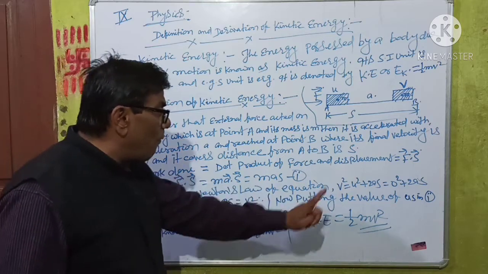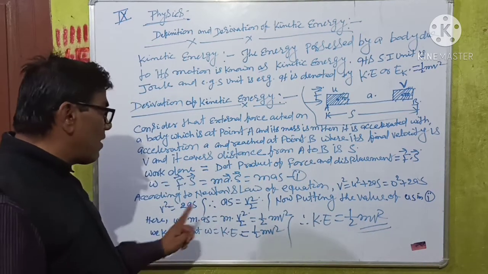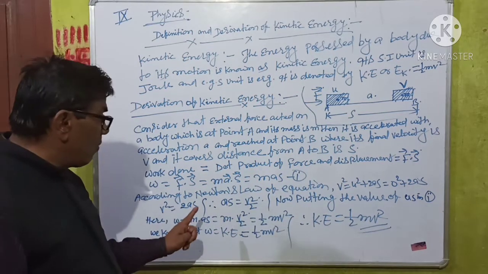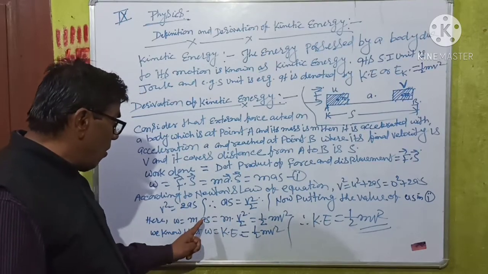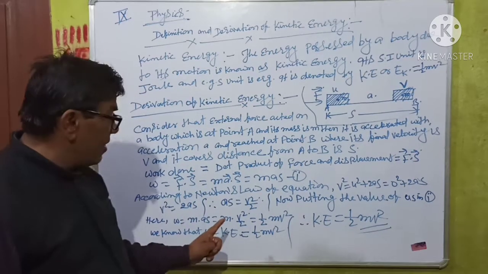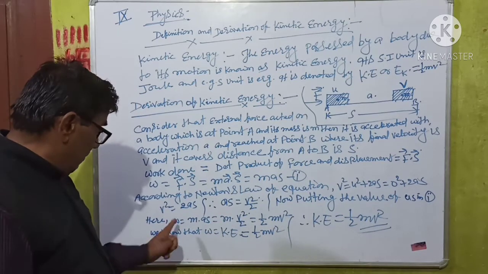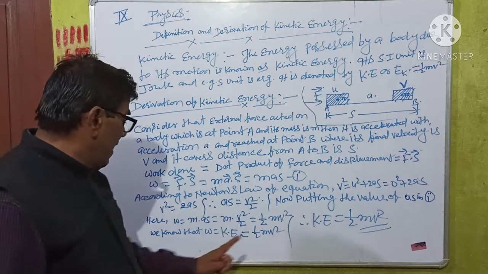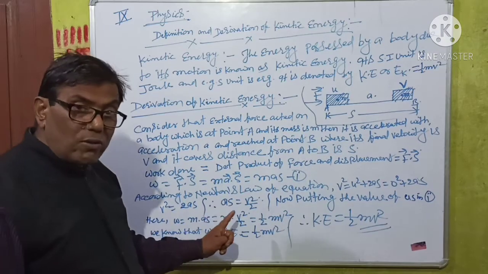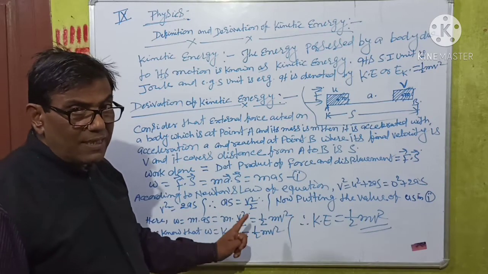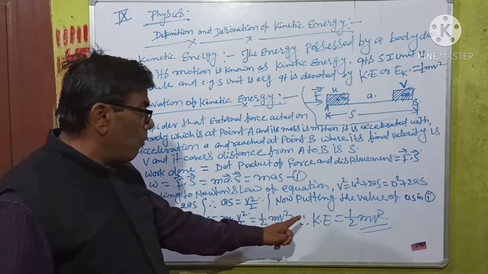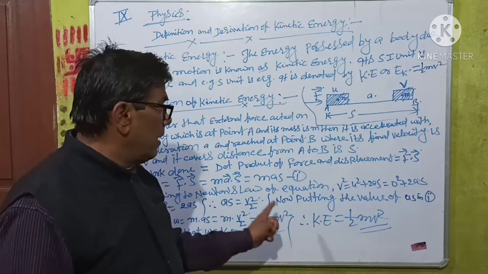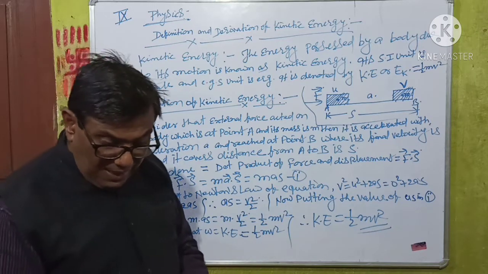Now putting the value of as in the earlier equation, we get W is equal to m into as, which is equal to m into v squared by 2, that is, half mv squared. We know that work done is equal to kinetic energy. So work done is equal to kinetic energy is equal to half mv squared. Therefore KE is equal to half mv squared. This is the derivation of the kinetic energy.